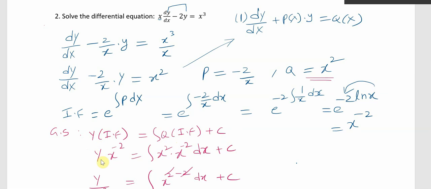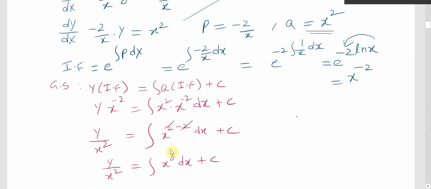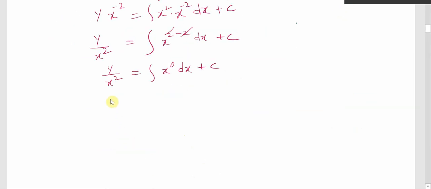Y we write same. If we got IF as x power minus 2, so x power minus 2, integral Q, function on right hand side, here it is x square, so I wrote x square for Q. For IF, we get x power minus 2, so x power minus 2 dx plus c. This is a function of x, so dx follows naturally. So bases are equal, and multiplication, so add powers, 2 plus minus 2 cancel like this. So the next step will be the integration again.